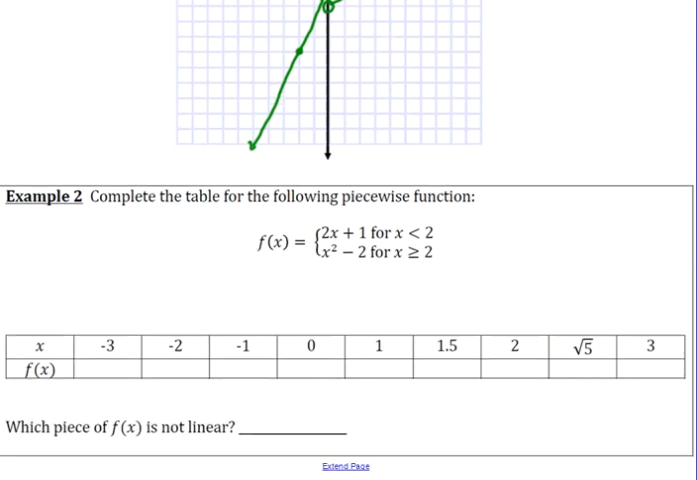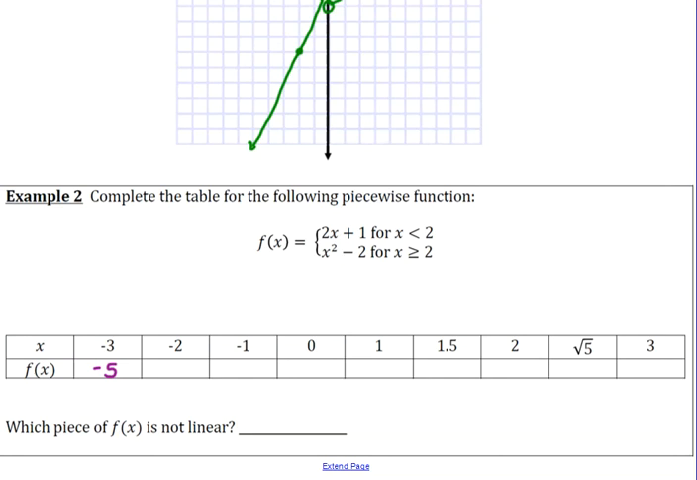Example 2 asks us to complete the table for the following piecewise function. Our function is equal to 2x plus 1 when x is less than 2, and x squared minus 2 when x is greater than or equal to 2. All right, so it wants us to start with -3. Well, is -3 less than 2 or greater than 2? Less than. So that means we plug it into the first piece. 2 times -3 is -6. -6 plus 1 is -5.